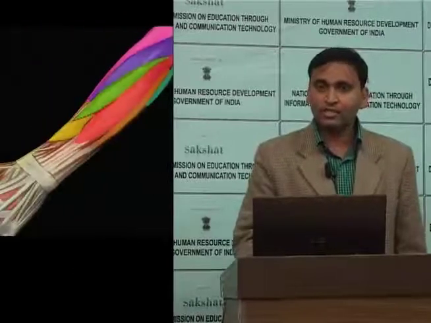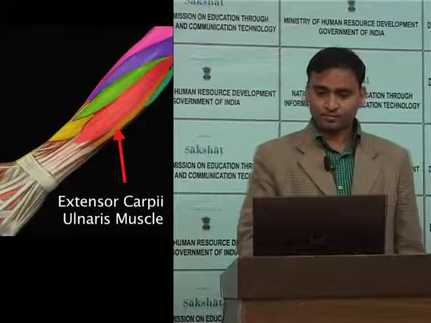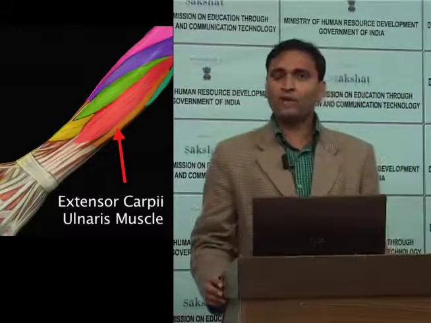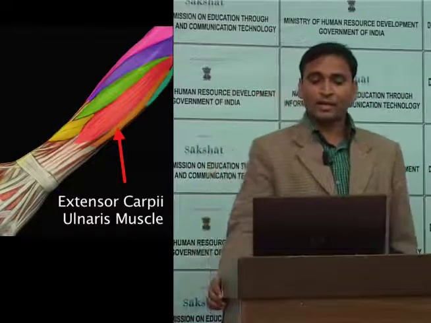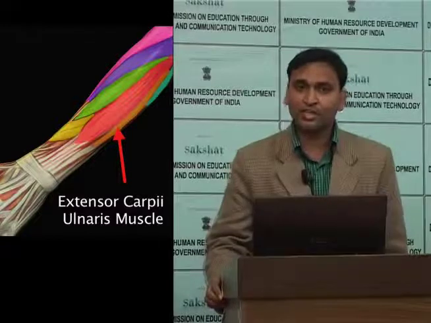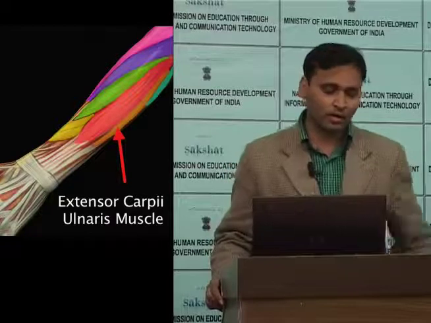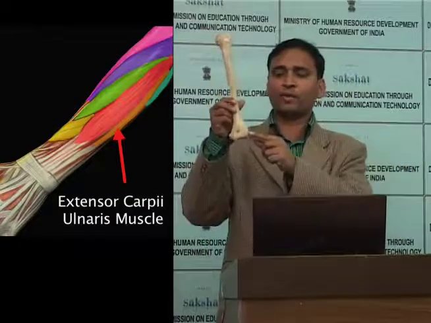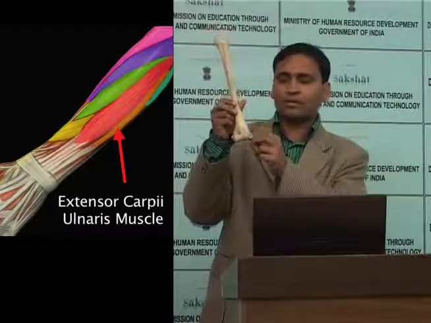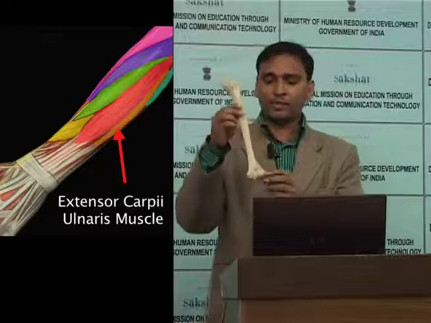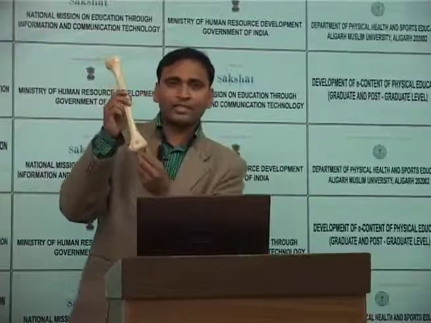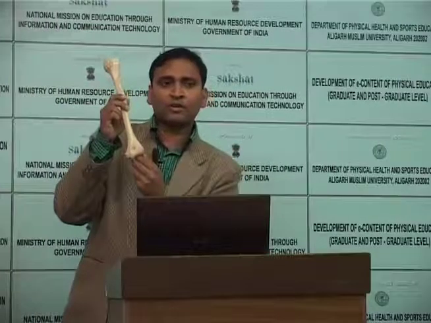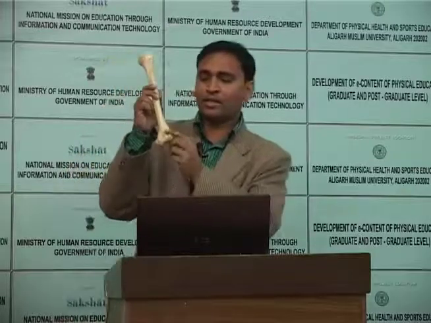First is extensor carpi ulnaris. What is the origin of extensor carpi ulnaris? It arises from the posterior surface of the lateral epicondyle. This is the lateral epicondyle. It arises from the posterior surface of the lateral epicondyle, from here.